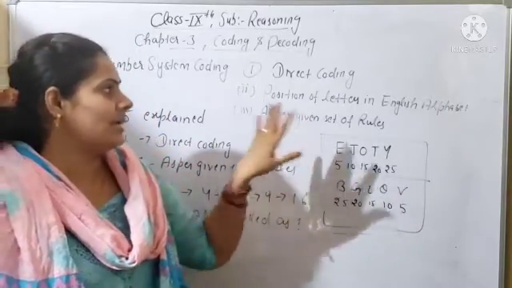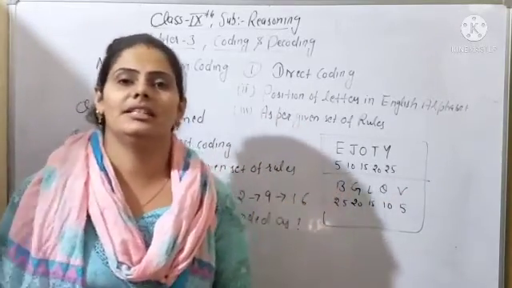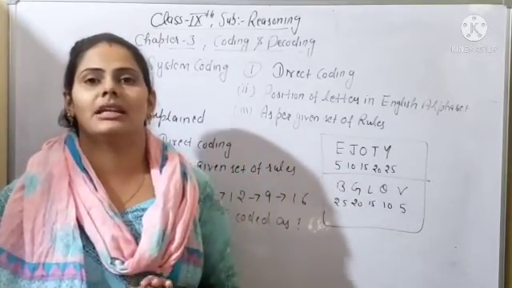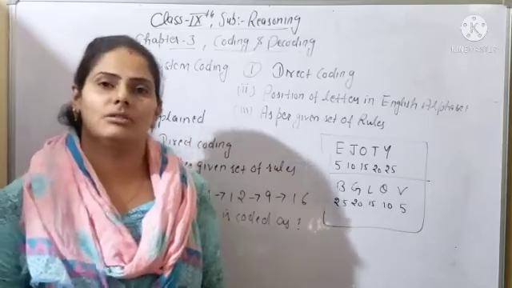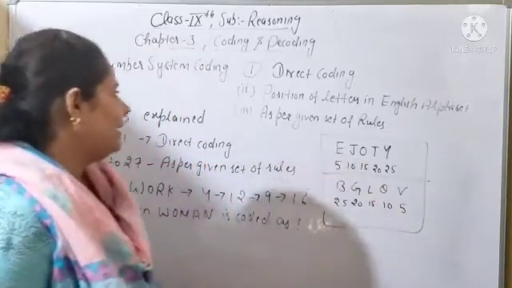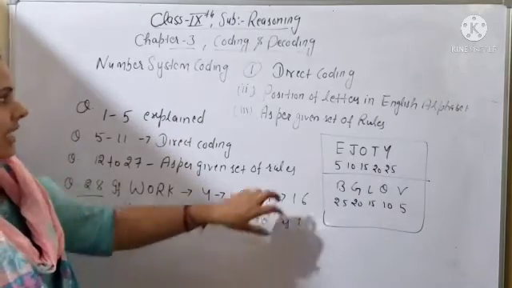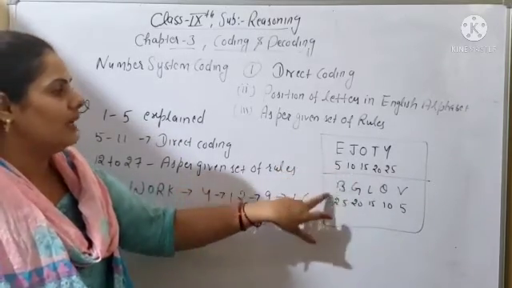Third one is as per given set of rules. In this, first of all one table and some rules were given, and according to the rules we will solve the questions. After that, I have already told you, when you are solving questions on position of letters, you have to learn these two words.